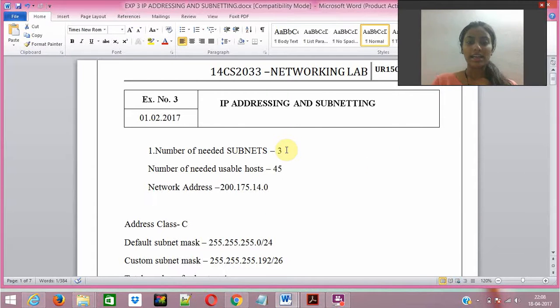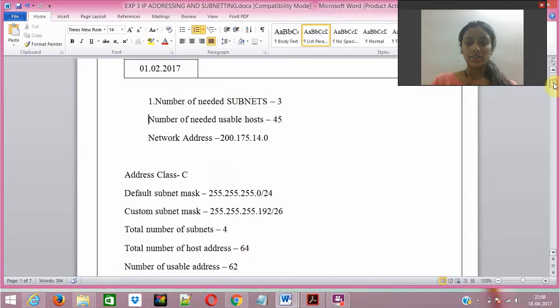Now it asks that it needs 3 subnets, so we'll be borrowing 2 bits. 2 bits mean we'll have a total of 4 subnets, and we'll have 6 bits left, and we will have a total of 64 host addresses, that is 2 to the power 6. So now let us see the questions which are given to us.